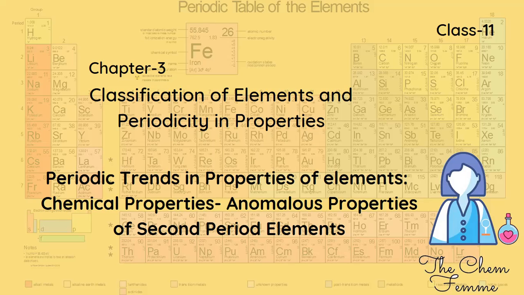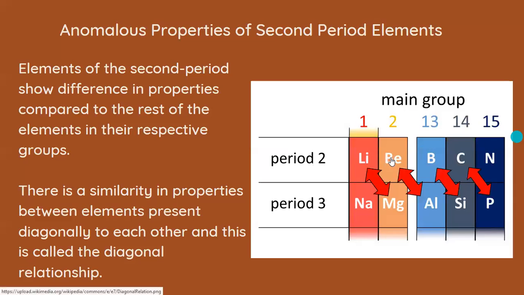However, the elements in the second period of the periodic table show a difference compared to the other elements in their respective groups. So this means lithium, beryllium, boron, carbon, nitrogen, oxygen, and fluorine show a difference in their properties compared to their respective groups.